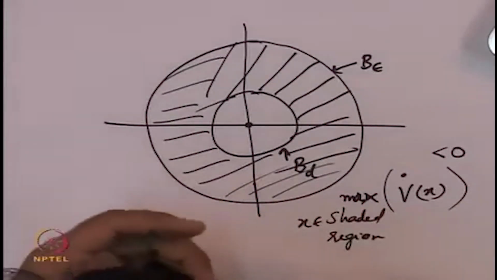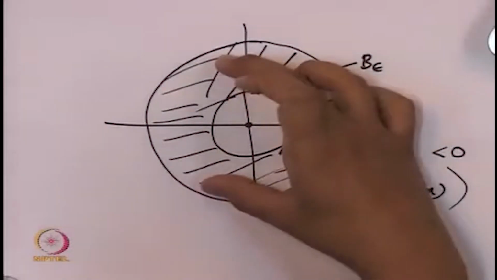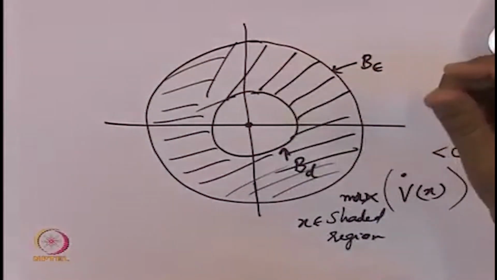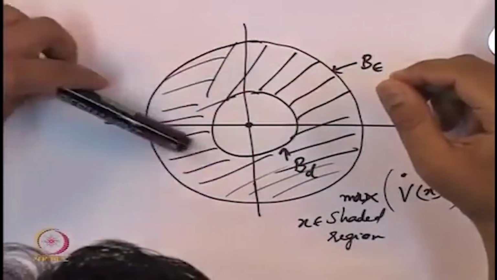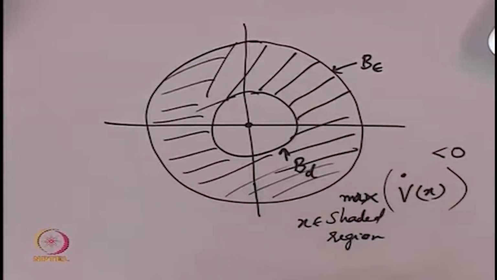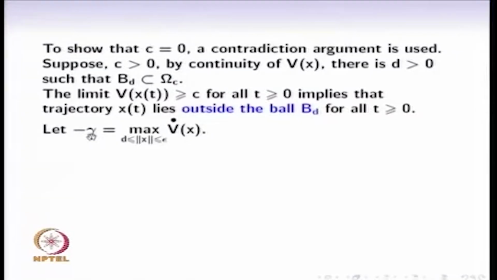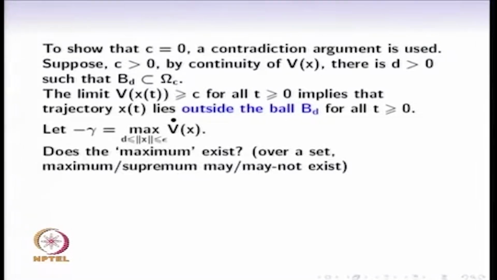If it is a function that is strictly negative, we can look for the maximum value of V dot over this shaded region. Even the maximum value is negative, because it is strictly negative for all points here. So let the maximum value be denoted by minus gamma, where gamma is a positive quantity. Why is that strictly positive? Because V dot is strictly negative inside this region, and hence its maximum value, if the maximum exists, is also negative. The next question that arises is, does the maximum exist?